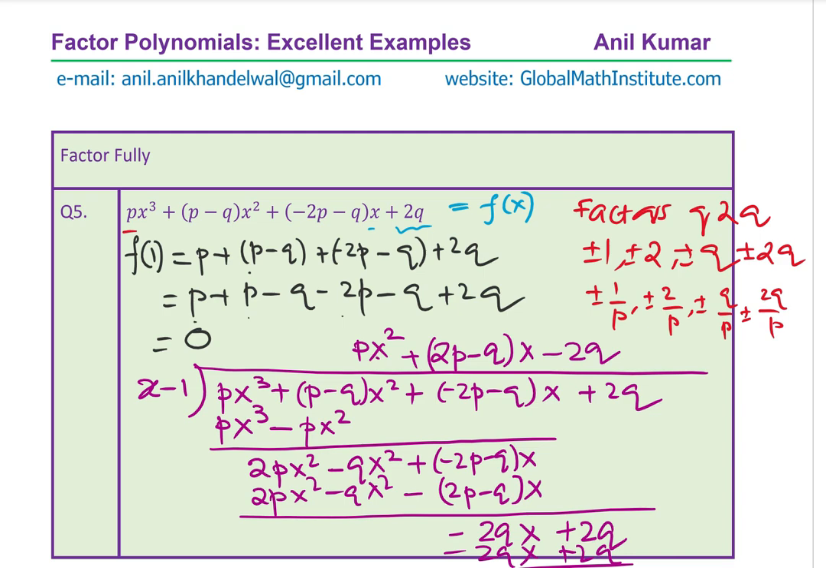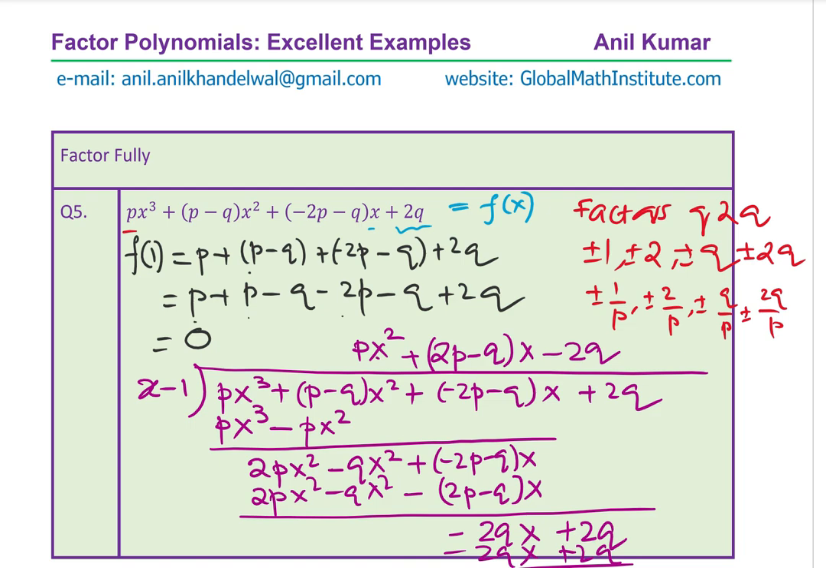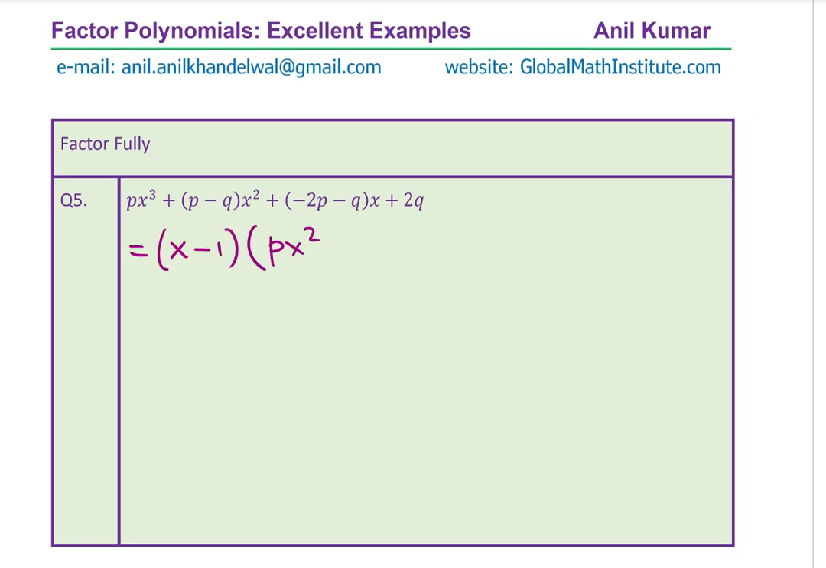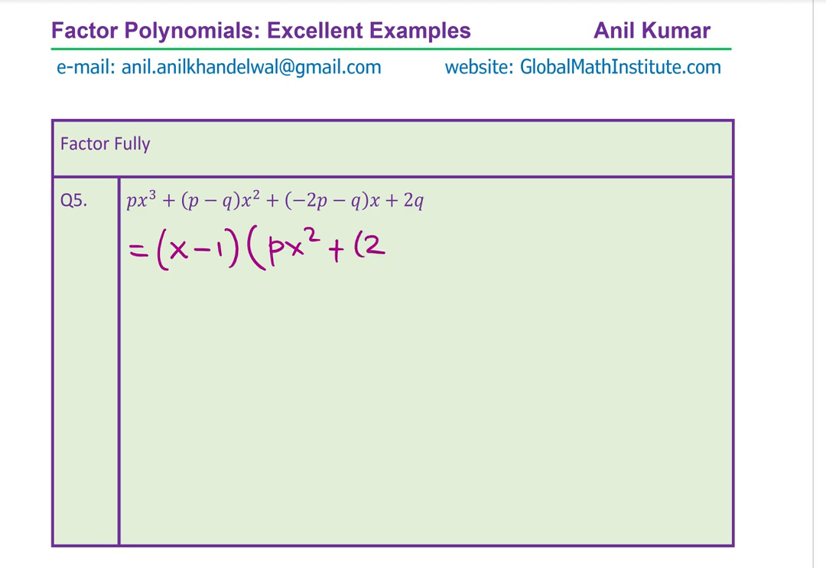Do you see that? Now we have to further factorize the quotient to completely factor. So let me write down this expression, which is px squared plus 2p minus q x minus 2q. So we got this as equal to x minus 1 times px squared plus 2p minus q x minus 2q. So we have partially factored this. We can actually factor this quadratic expression also.